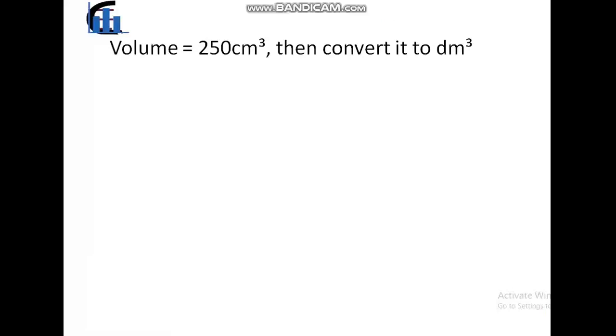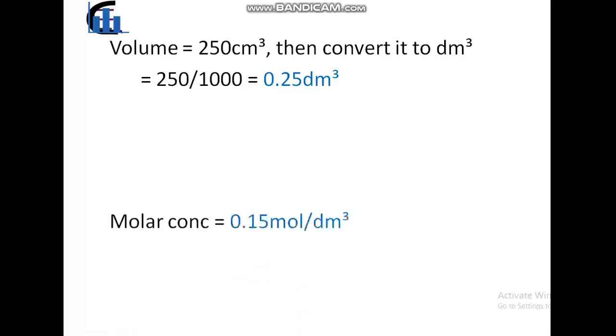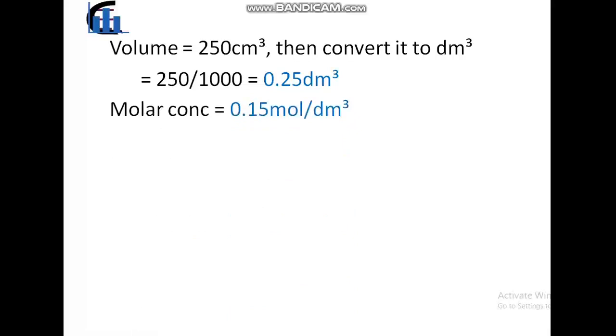So next one is volume. Volume is equal to 250 cm cube. Then we convert it to dm cube by dividing it by 1000. So 250 divided by 1000 will give us 0.25 dm cube. Next is molar concentration. It's also given in the question. Molar concentration is equal to 0.15 mole per dm cube.